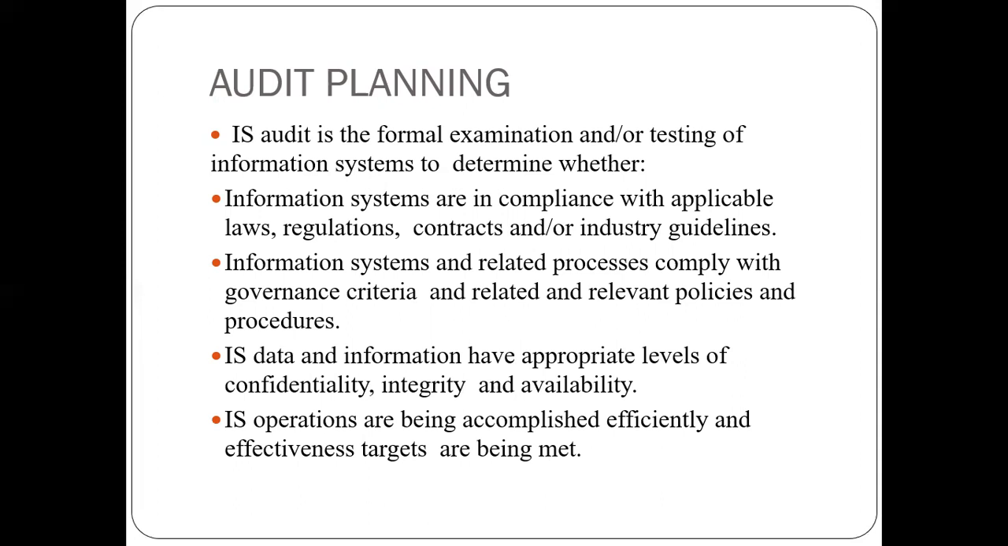Number three, to determine whether IS data and information have appropriate levels of what we call CIA: confidentiality, integrity, availability. What's confidentiality? If you are not authorized to see information, you shouldn't see it. So do we have the right level of access controls? The right level of rights management? The right level of encryption? Physical and logical controls to enforce that need to know. That's confidentiality. You want to prevent unauthorized disclosures.